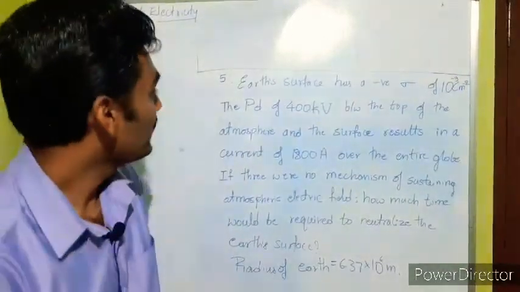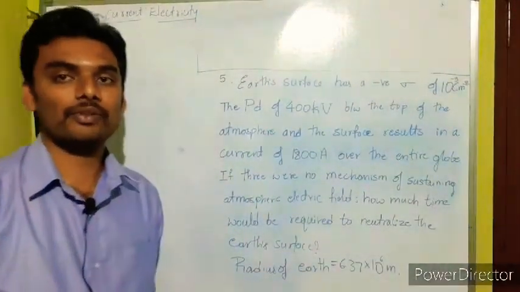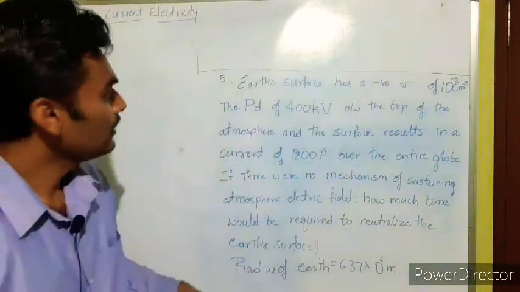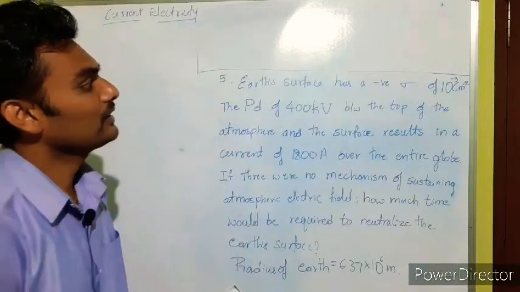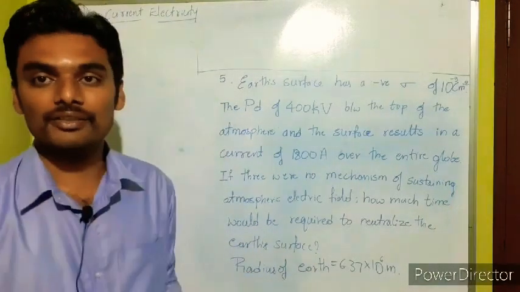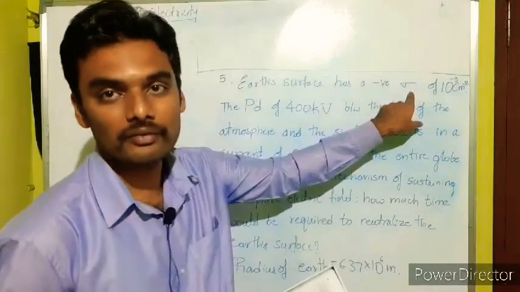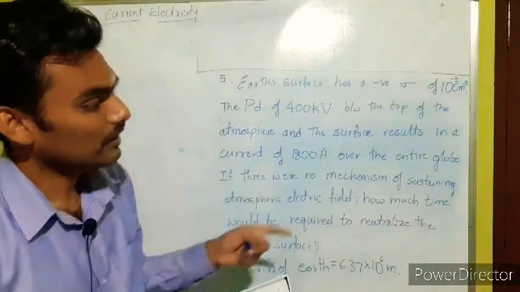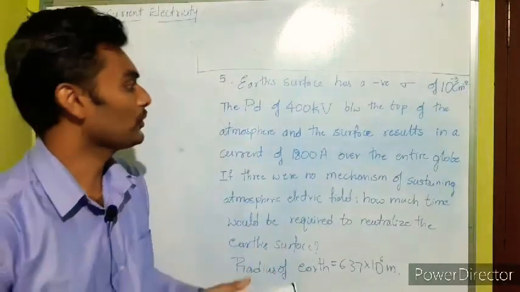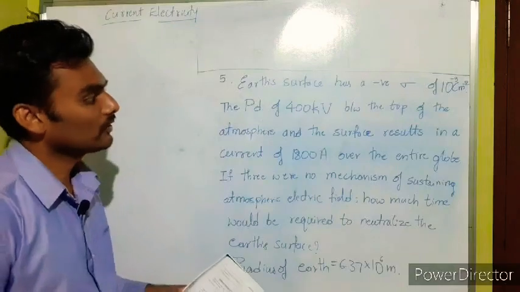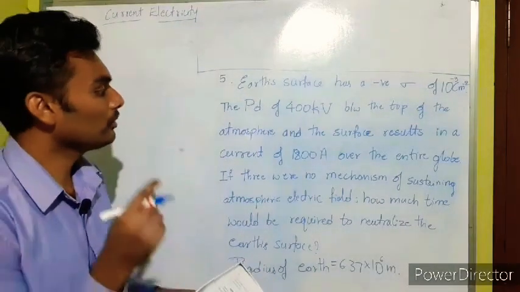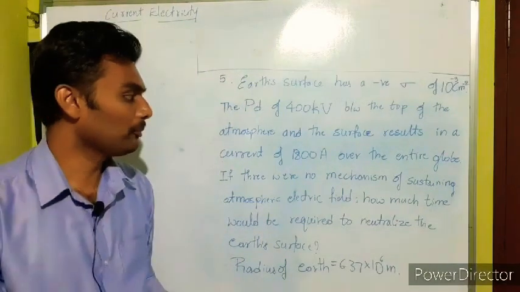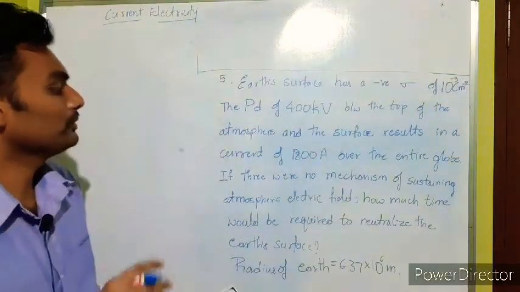This question is lengthy and at the same time interesting. Question number 5. Earth's surface has a negative surface charge density, sigma, of 10 to the power of minus 9 coulomb per meter squared. The potential difference of 400 kilovolt between the top of the atmosphere and the surface results in a current of 1800 ampere over the entire globe.